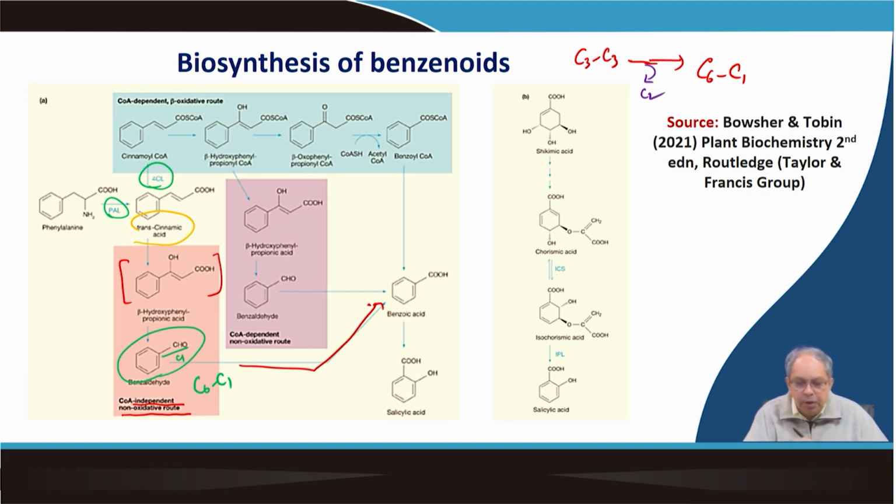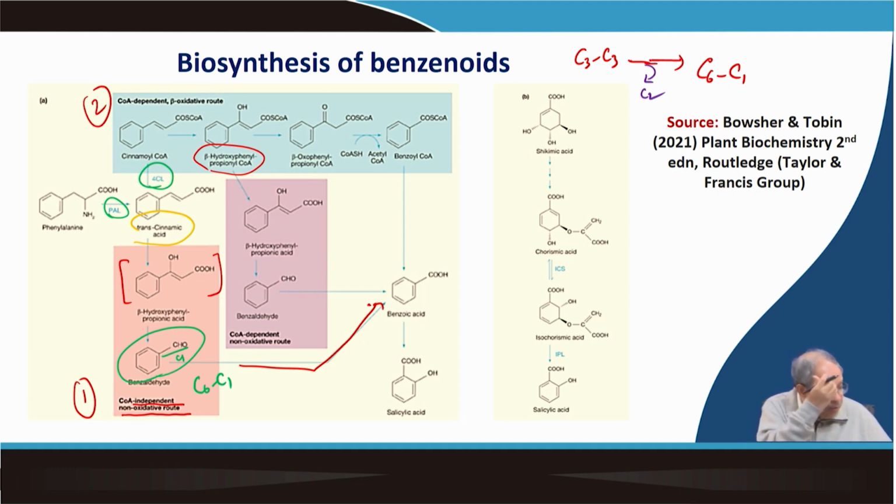A similar route also exists for hydroxybenzoate molecules as well. We will discuss that sometime later. The route number 2 is basically the CoA dependent beta oxidative route, where cinnamoyl CoA forms beta hydroxy phenylpropanoyl CoA, and then beta oxo phenylpropanoyl CoA, and then it forms benzoyl CoA.